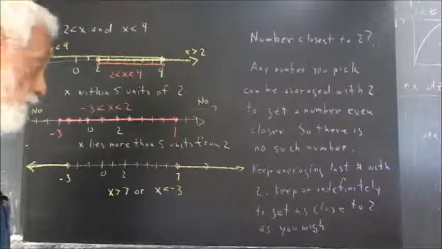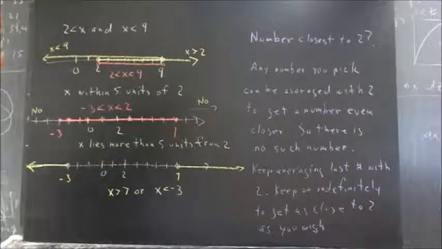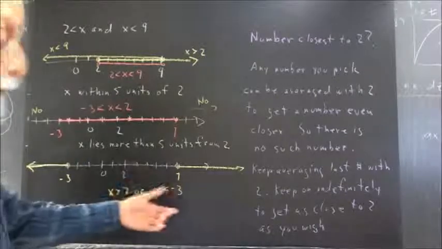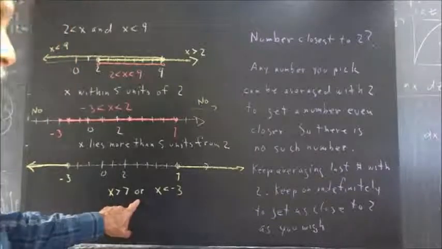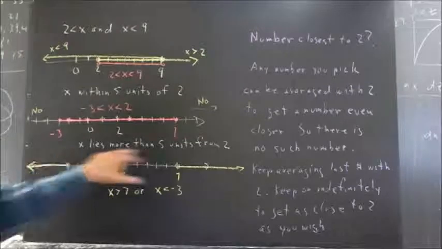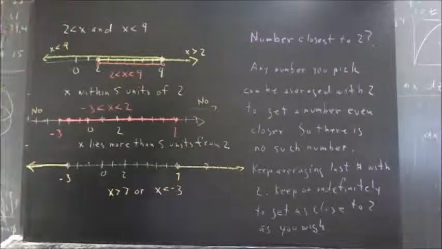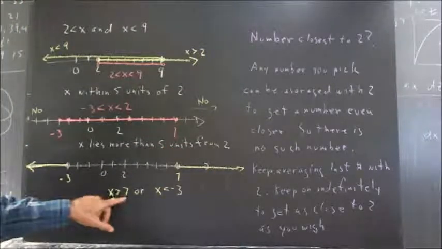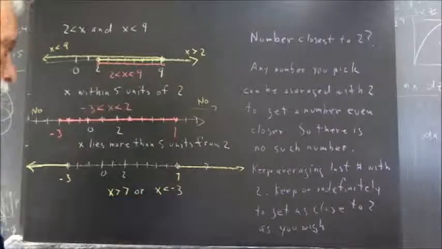It can't be both. So if we put and here, we would have to have x greater than 7 and also less than negative 3. So and doesn't work. The expression here then would be x lies more than 5 units from 2, could be translated as x greater than 7 or x less than negative 3.